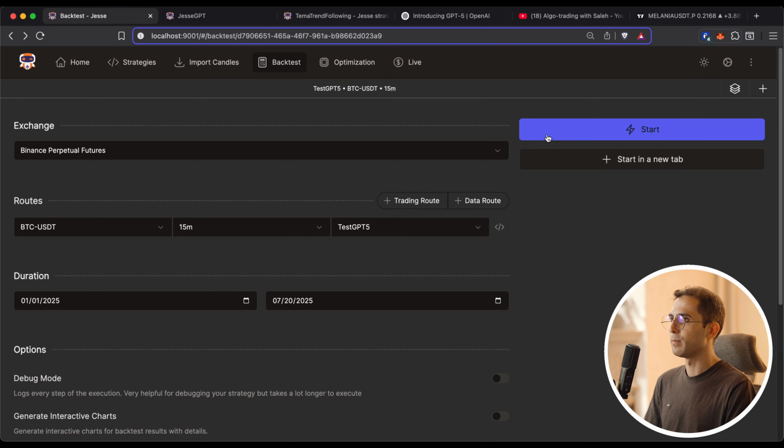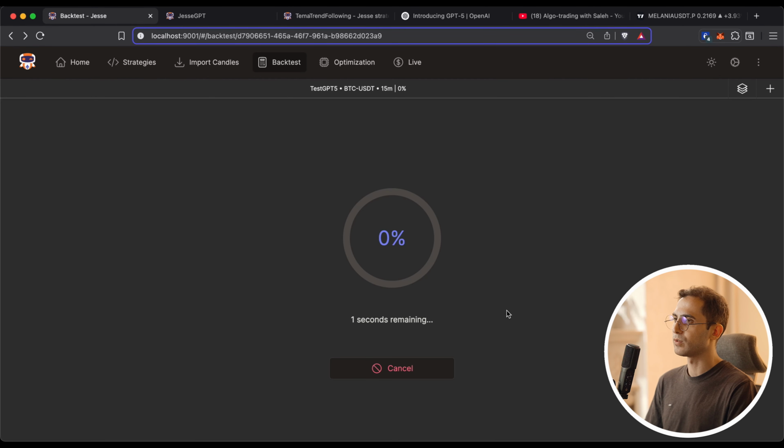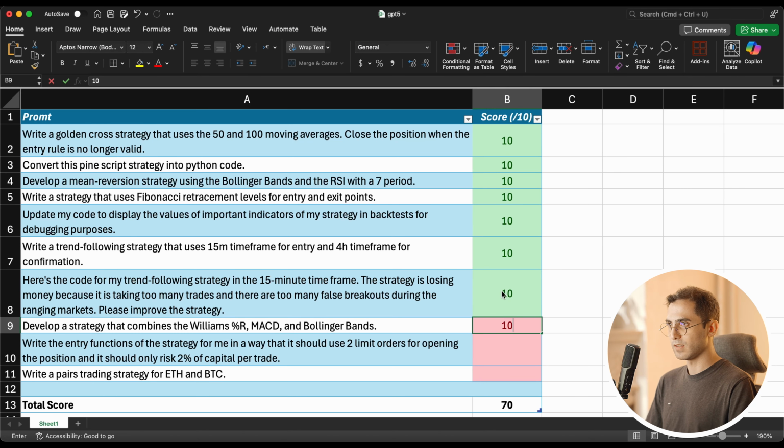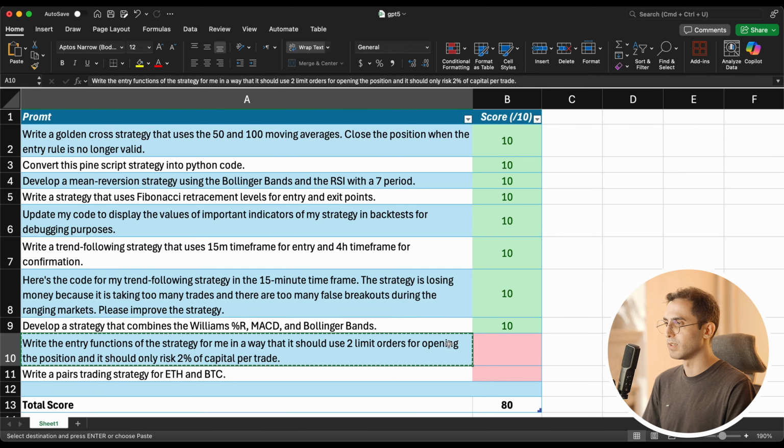Let's go back and give it a try. And there we go. Okay, so this is, again, a perfect 10. Now, still, it is beating all the other models so far.